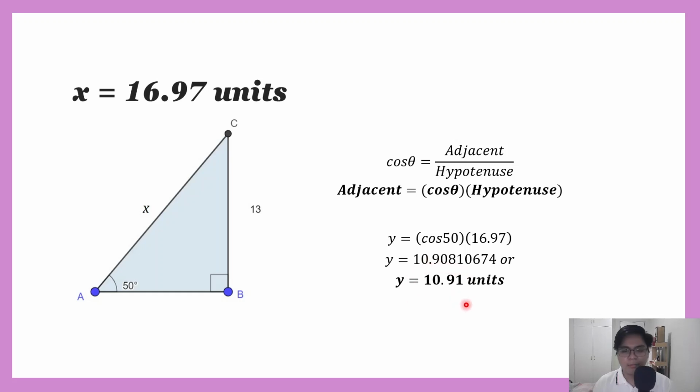to 2 decimal places. Now you might be asking, why are we using units? The reason is that in the given, no unit of measurement is specified. In instances where no unit of measurement is specified, we do not assume any unit of measurement, may it be centimeter, meter, or feet. Instead, we'll be using units.